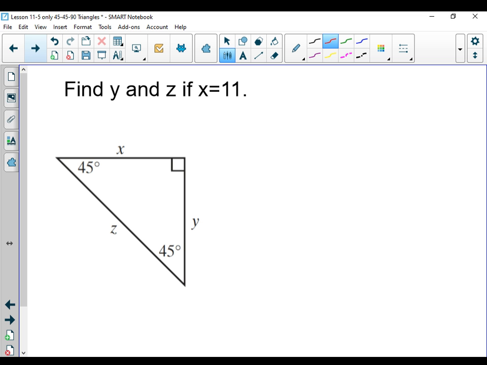Find y and z if x is 11. Why is y 11? Because they're the same. y is 11. Both legs are equal.